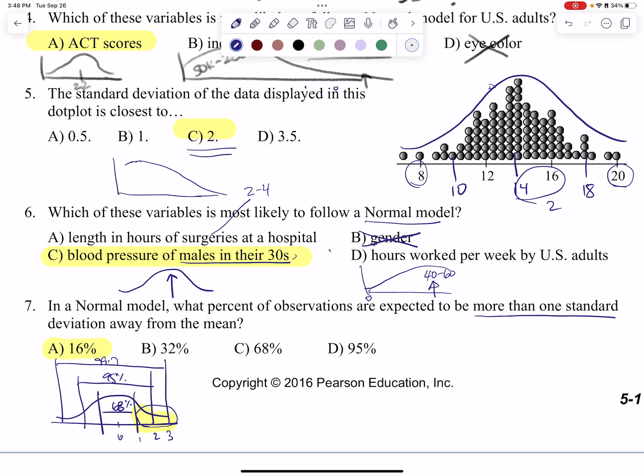And so the 68, that's going to be 16%. And that's going to be 16%. That's why I had 32 that was marked, but it's not that, because it says more than 1 standard deviation away. So that's going to be 16.